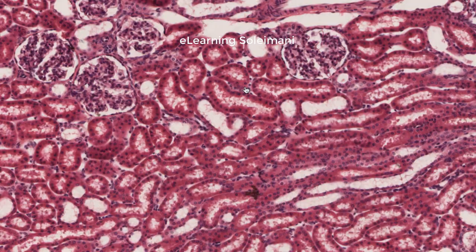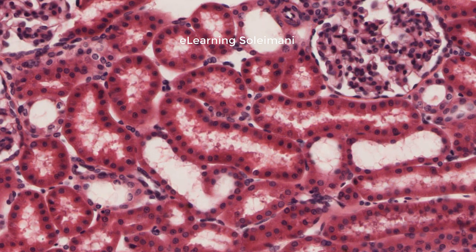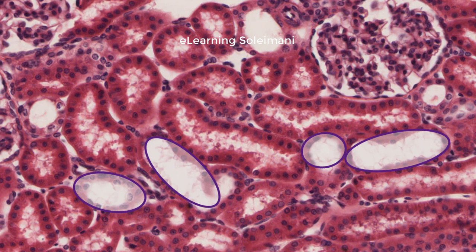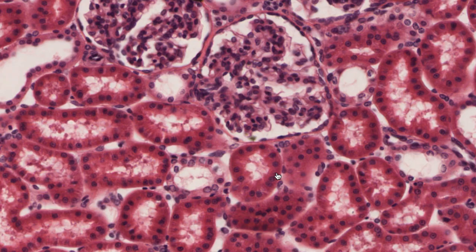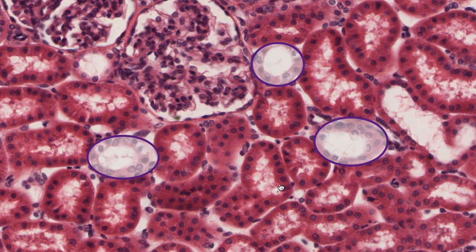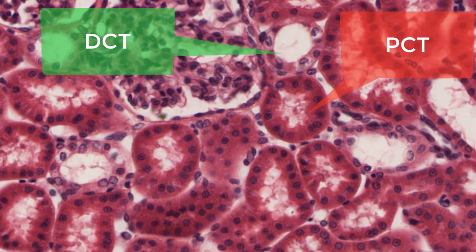Here, among the proximal tubules in the cortical labyrinth, you will also see distal convoluted tubules. Distal tubules are paler in appearance, usually have a smaller diameter and a low cuboidal epithelium, and have a more prominent lumen.